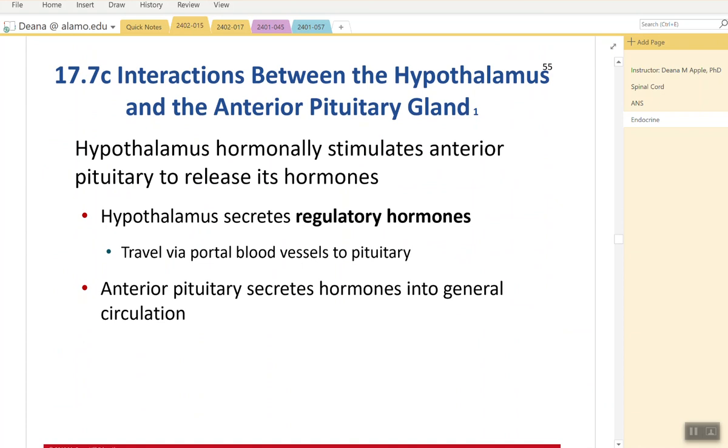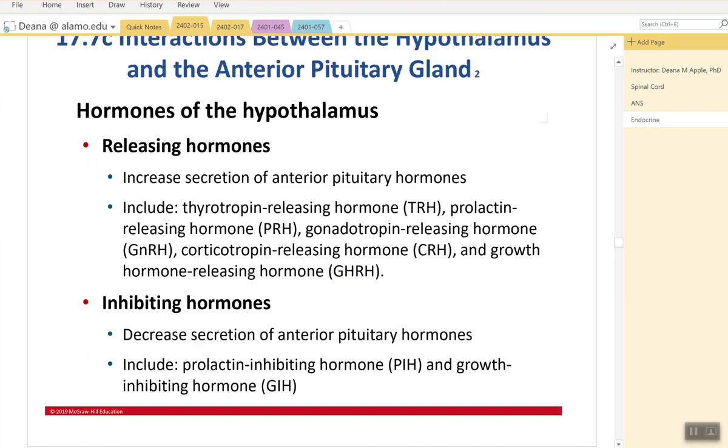Okay. The hypothalamus hormonally stimulates the anterior pituitary, telling it to release its hormones. It secretes regulatory hormones that then travel through the portal veins to the anterior pituitary, which is that secondary vascular plexus, and tells the anterior pituitary, hey, here's your signal, release your hormones. So it's a two-hormone step. First set of hormones is made and released from the hypothalamus, dumped into the portal system, goes down to the anterior pituitary and tells the anterior pituitary to release its hormones, which will then go to its target tissues in the body. Cool? Cool.